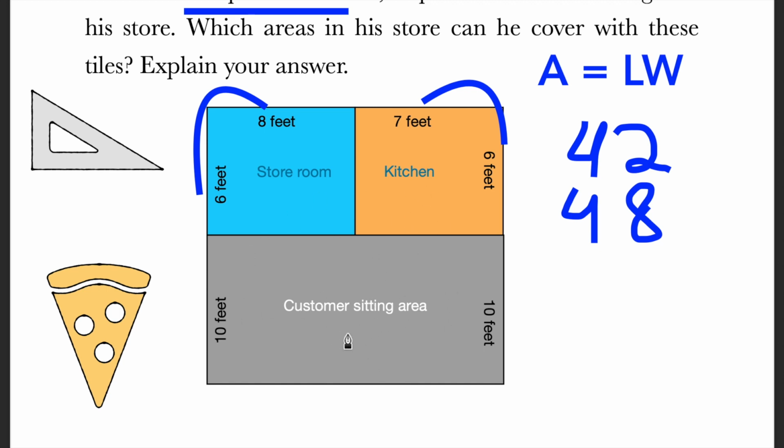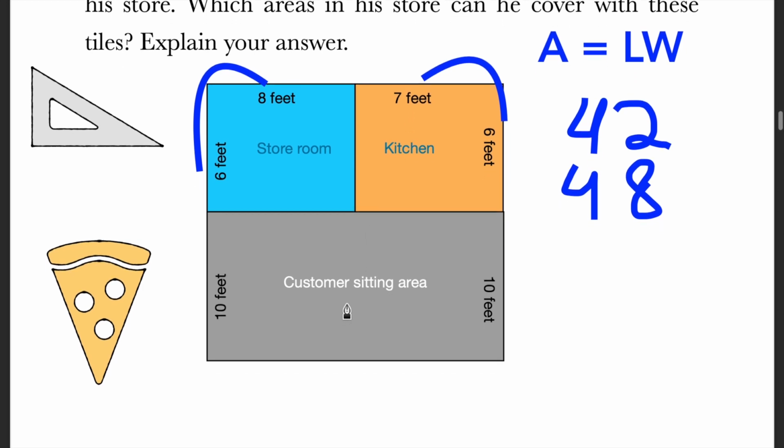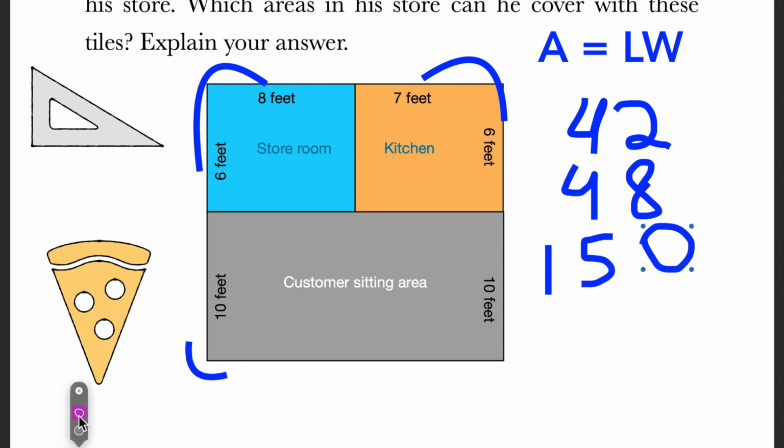So we can just add up the width of these two rooms to equal the width of this room. So this is 8 feet plus 7 feet, which is 15, right? So that means the area of the sitting area is 10 times 15. So what's 10 times 15? Well, 10 times 15 is going to be 150. That's the square footage of the customer sitting area.